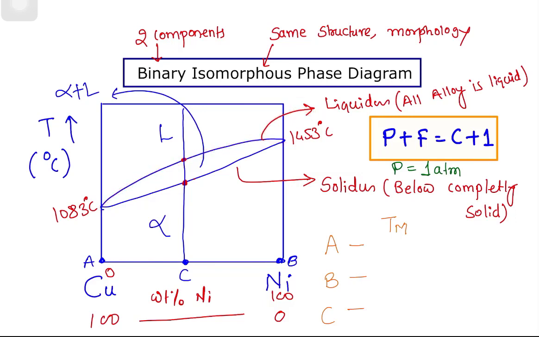For example, the melting point of A, that is copper, is 1083 degrees Celsius here, and the melting point of B, that is nickel, is 1453 degrees Celsius. At point C the melting point is not sharp, it will have a diffuse melting point. For example, we can say it can be between 1100 to 1300 degrees Celsius. So melting will start at 1100 and will end at 1300 degrees Celsius.